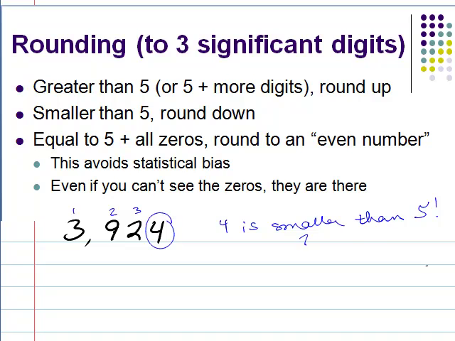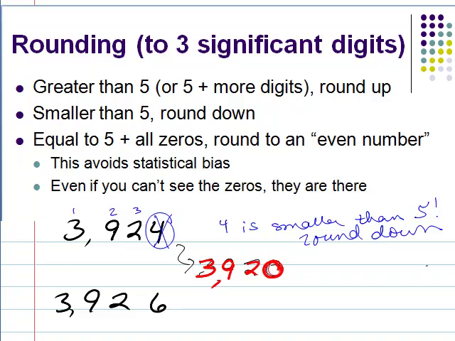So that means we round down, which basically means we just pretend the 4 is not there anymore. But not entirely not there. We still have to leave a placeholder for it. So if we're going to round 3,924 down to three significant digits, it's going to be 3,920, okay? So you want to make sure you leave the 0 there, because if you drop the 0, then you've got 392. So whenever you round down, 3,920.